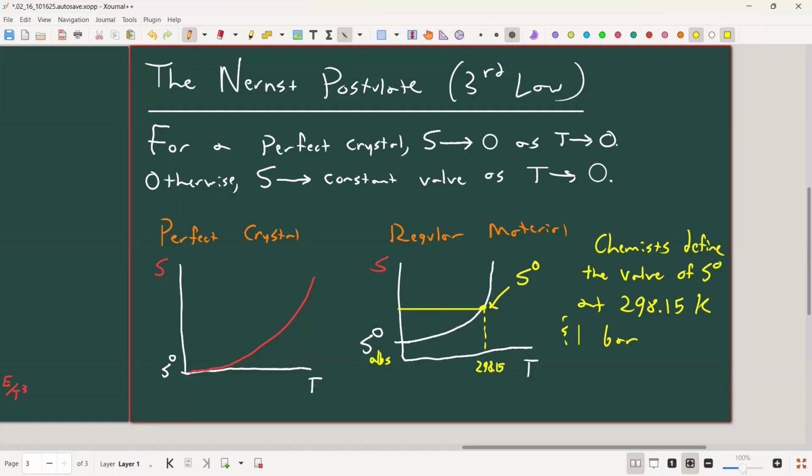Wait, what's the site? Absolute. Absolute. As in, yes, it's the absolute reference.